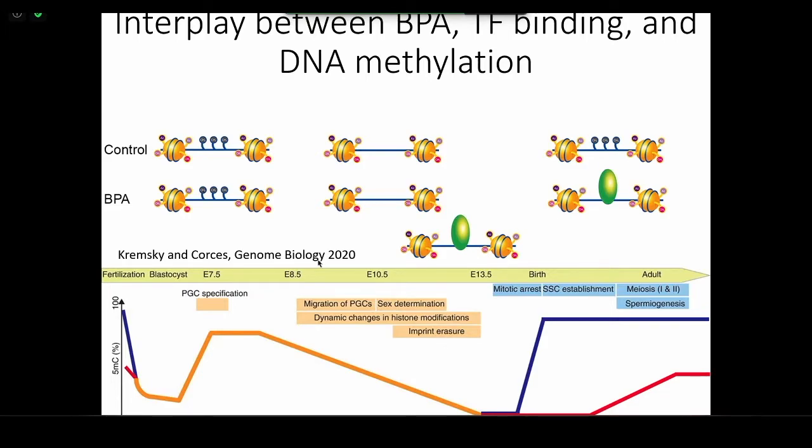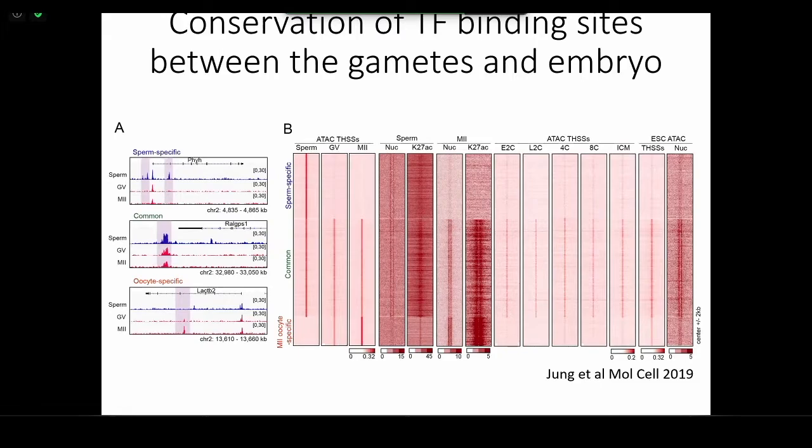And we published a paper recently showing that this happens normally, during normal germline development, in the absence of any exposure. And the reason why this is important is because if the environment alters the binding of transcription factors to the genome, and then those transcription factors protect from demethylation, that demethylated DNA now will be able to interact with the same or other transcription factors later in development.